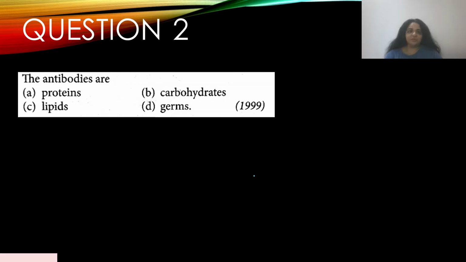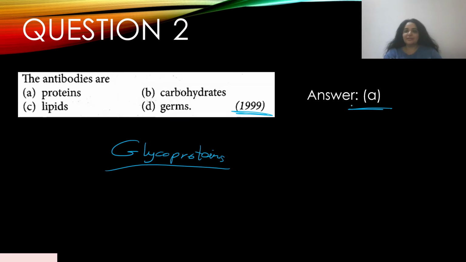Question number 2. The antibodies are A. Proteins, B. Carbohydrates, C. Lipids, and D. Germs. And this appeared in the year 1999. So antibodies are proteins. They are glycoproteins. I've already discussed this in the previous lecture, so please watch part 3. So the answer is A.